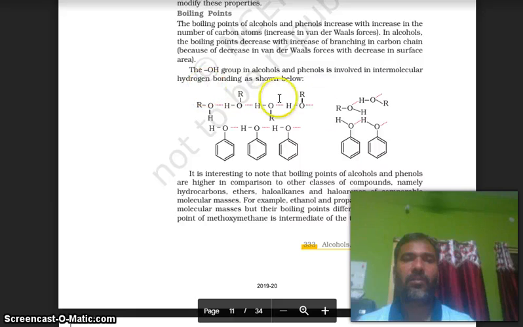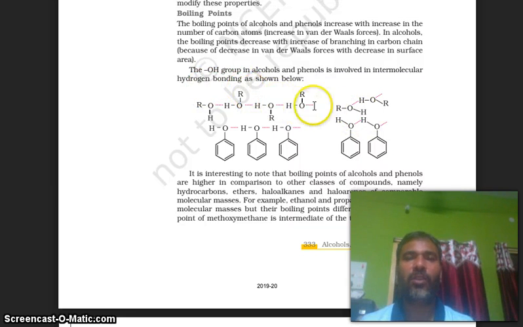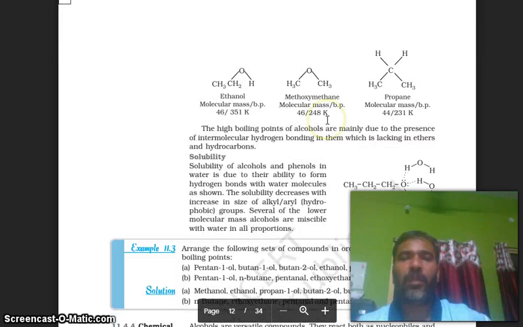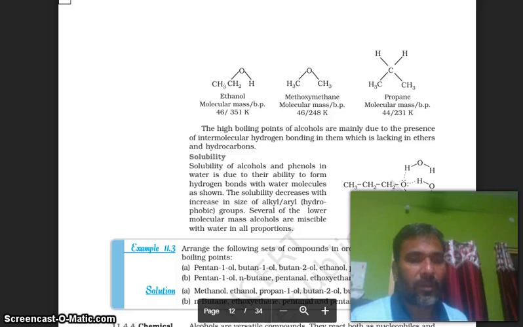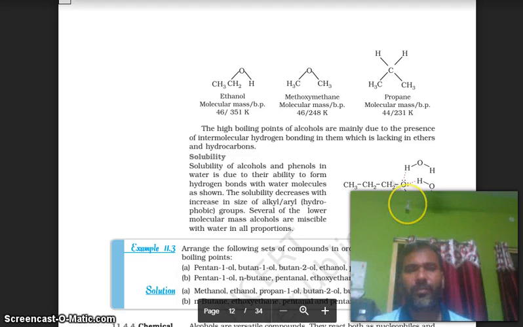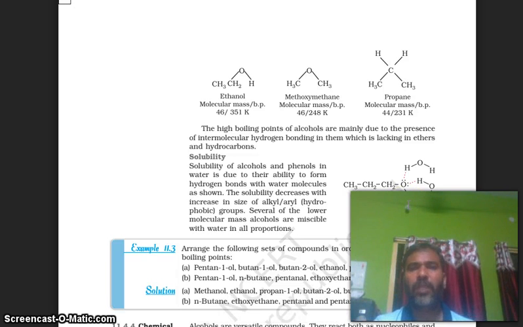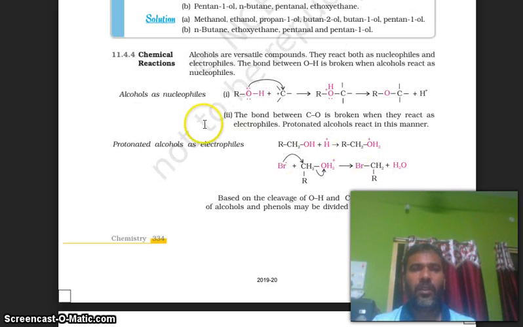Physical properties, you know this OH group forms hydrogen bonds, so the boiling point is already high. So the high boiling point of alcohols is mainly due to the presence of intermolecular hydrogen bonding. Chemical reactions, you see alcohol has equilibrium and forms this, and the last product is ether. So these are the steps.